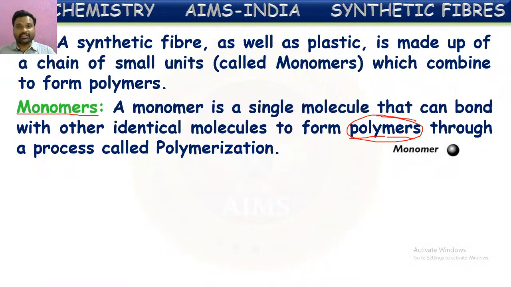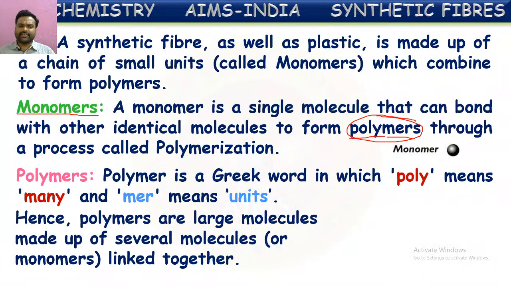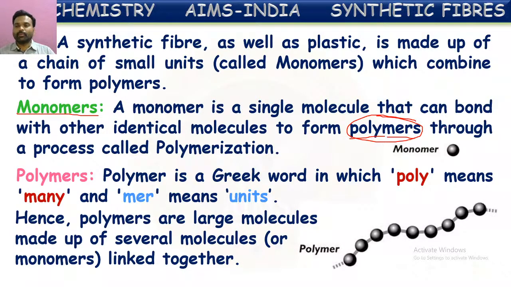So let us see the polymer definition. Polymer is a Greek word in which poly represents many and mer represents a unit or a molecule. So polymer is nothing but many molecules formed from unit molecules or monomers. Hence polymers are large molecules made up of several molecules linked together. You can represent a polymer like that. We showed here monomer means single molecule, so many single molecules are combined together to form a polymer.